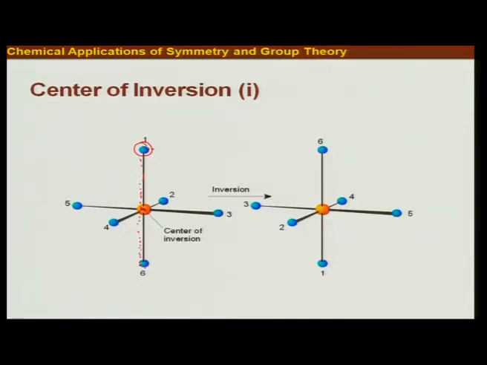Similar thing will happen for 3, which will go to the place of atom 5. 2 will come to the position of 4, and 4 will go to the position of 2. 5 will come to the position of the 3rd chlorine atom, and 6 and 1 will interchange their positions upon this inversion symmetry operation. So what will be the structure? The structure is shown here, right?